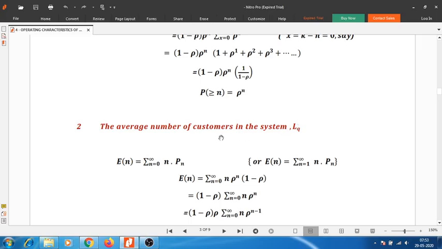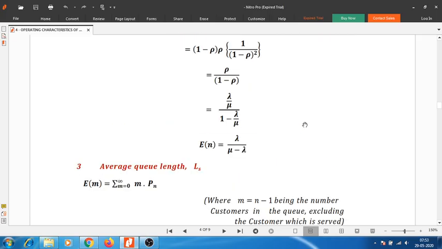Right? So here the expected number of customers in the system can be written as LS. Agreed? Okay. Now coming to the average number of customers in the queue. Here you can write LQ, not LS. I made a small typo. It is LS here, and LQ here.